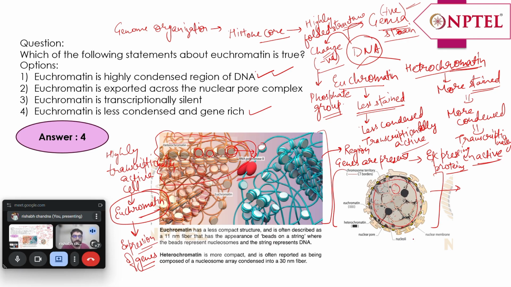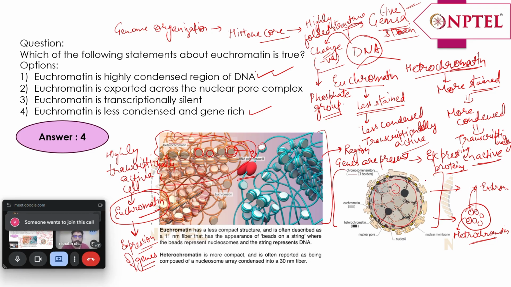Okay, so it was given a term: a bowl that is full of meatballs. These meatballs represent the regions where the euchromatin is present, and the rest of the region where the euchromatin is not present is called heterochromatin. So in a nucleus, the region for both eu- and heterochromatin is divided. Okay, any doubts in this particular question?